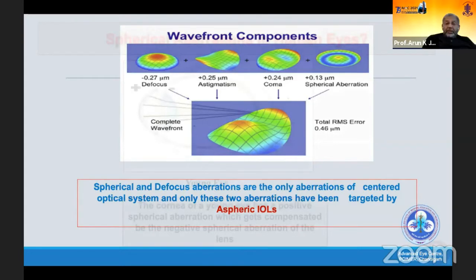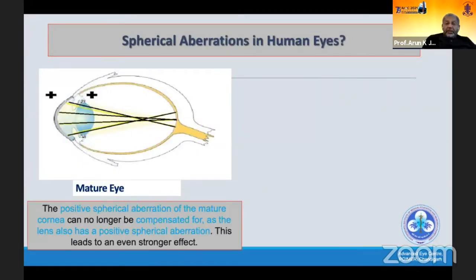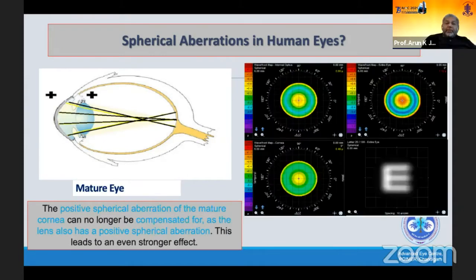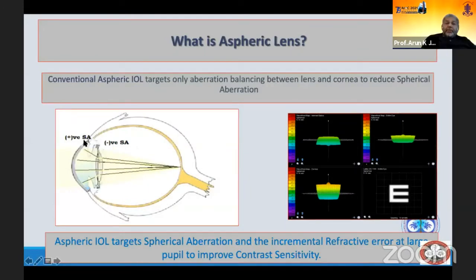Spherical aberration in the human eye at a young age is positive for the cornea, and the young crystalline lens has a negative spherical aberration, which partly compensates for the positive spherical aberration of the cornea. As age advances, the spherical aberration of the crystalline lens moves to the positive side, no longer compensates, and the quality of vision goes down. It has an additive effect on the corneal aberration. In young age, the negative aberration neutralizes the positive spherical aberration, and you get very sharp vision.